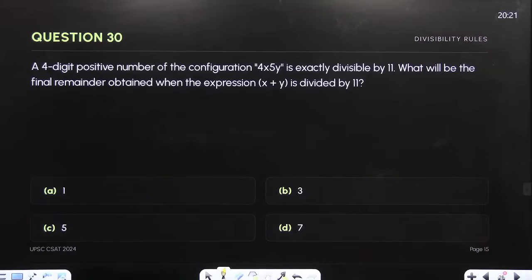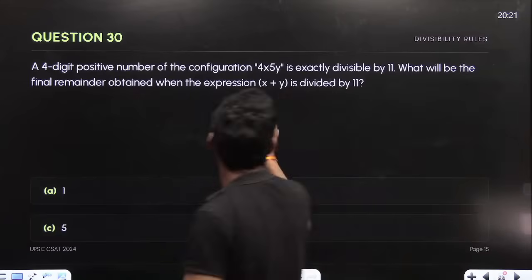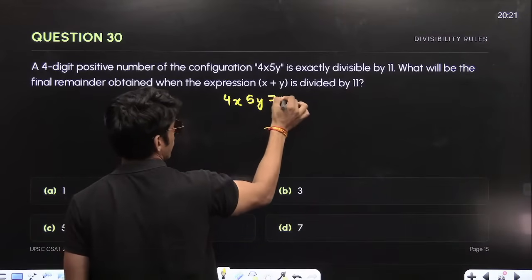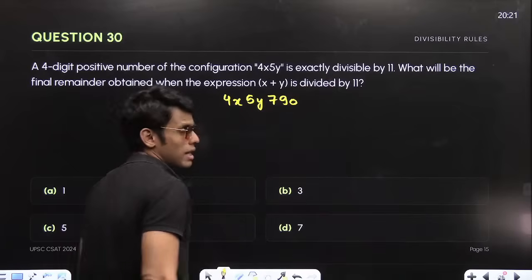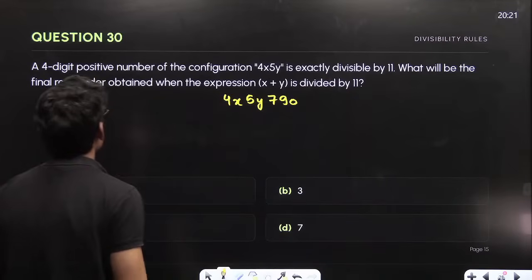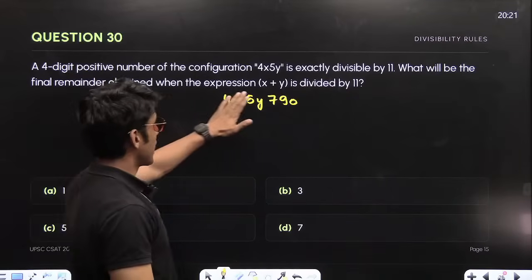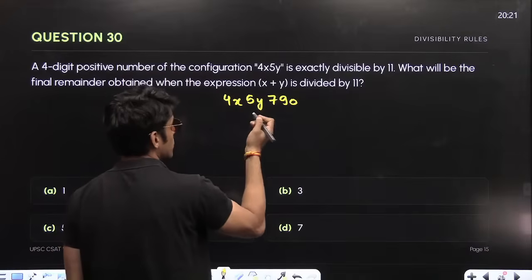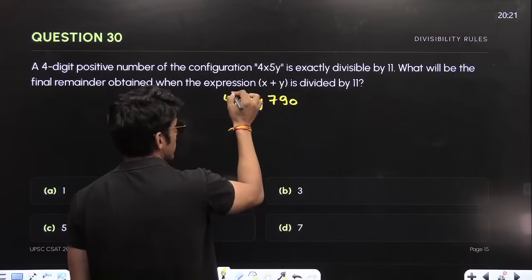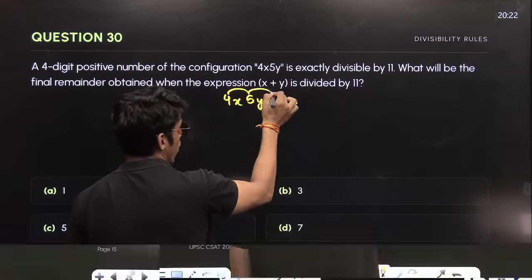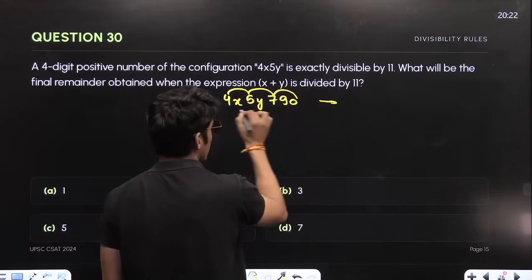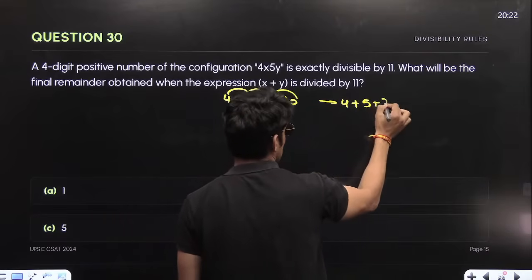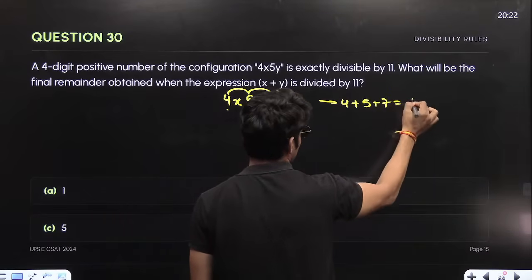Okay. So the number was 4x5y790 and it is divisible by 11. What is the remainder obtained when the expression x plus y is divided by 11? Now what is happening here is, what is the divisibility rule? It says that sum of digits at the odd places. What is the sum? 4 plus 5 plus 7. This is essentially 16.